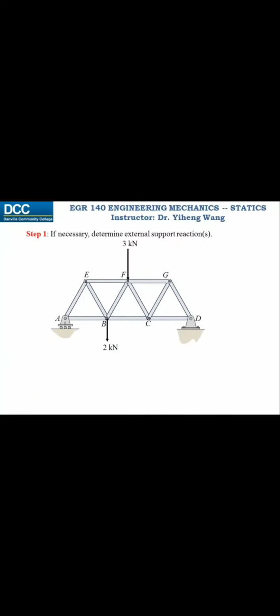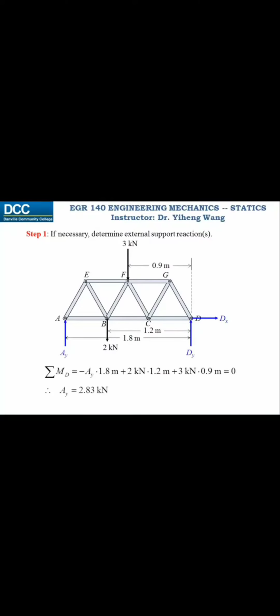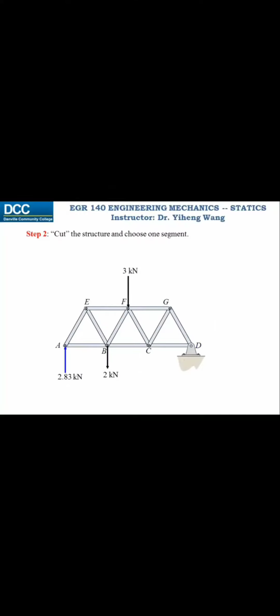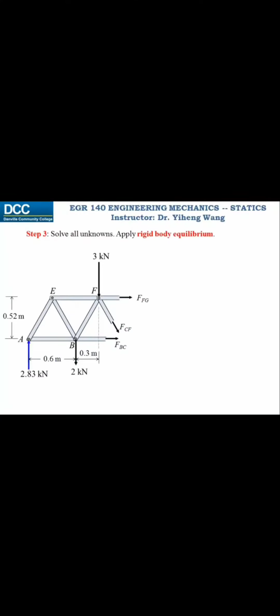So for the first step for this problem, it is necessary to determine the support reaction at point A. To do so, we draw the free body diagram for the entire structure and sum the moments about point D. And from this single equation, we are able to solve for the force AY. Keep in mind that for some problems, it might not be necessary to determine the support reaction, so you should use your own judgment. Step 2, cut the structure, and we have already decided to choose the left segment for our analysis. Step 3, apply free body equilibrium to solve for our unknowns.